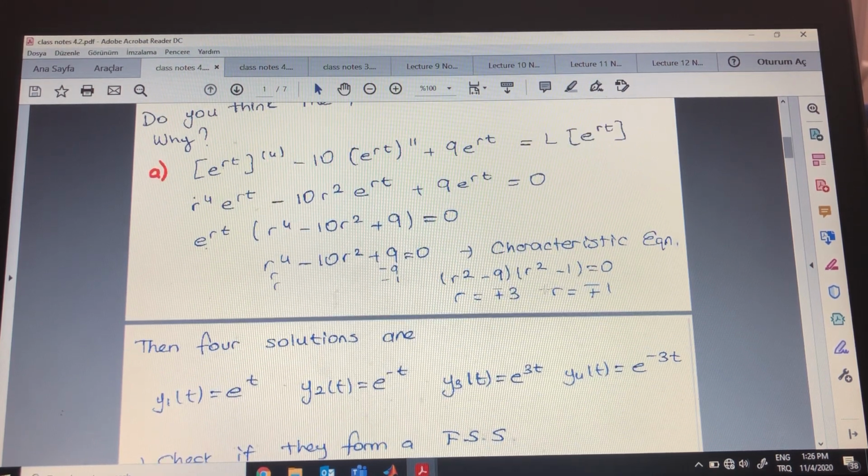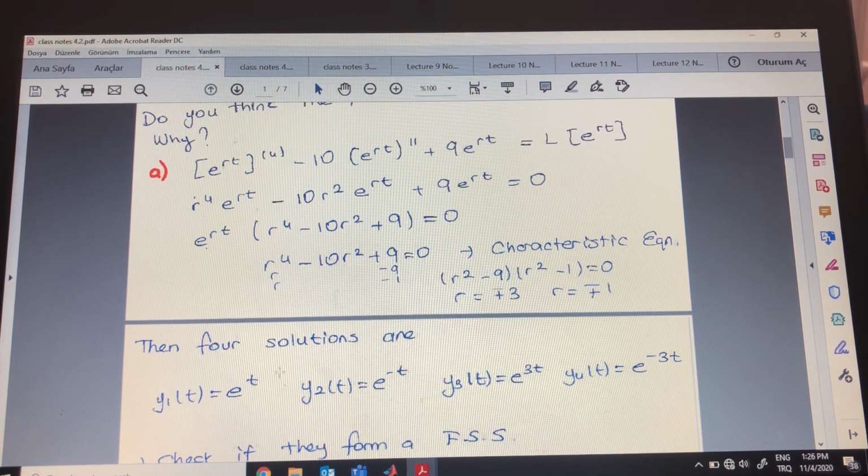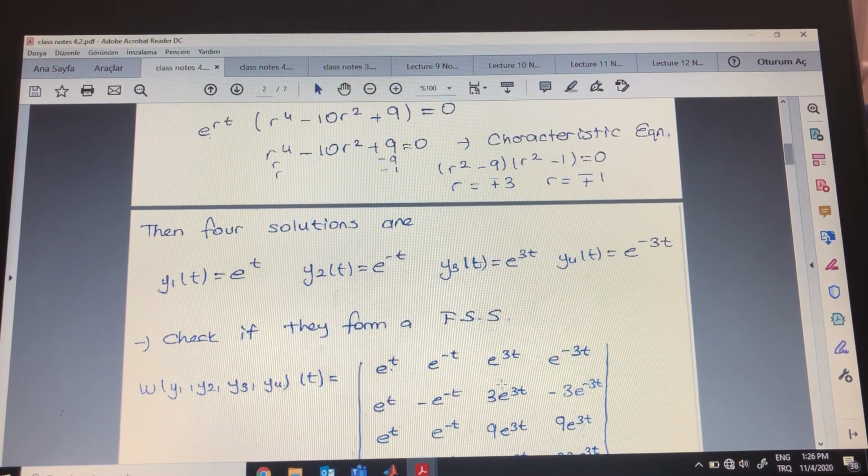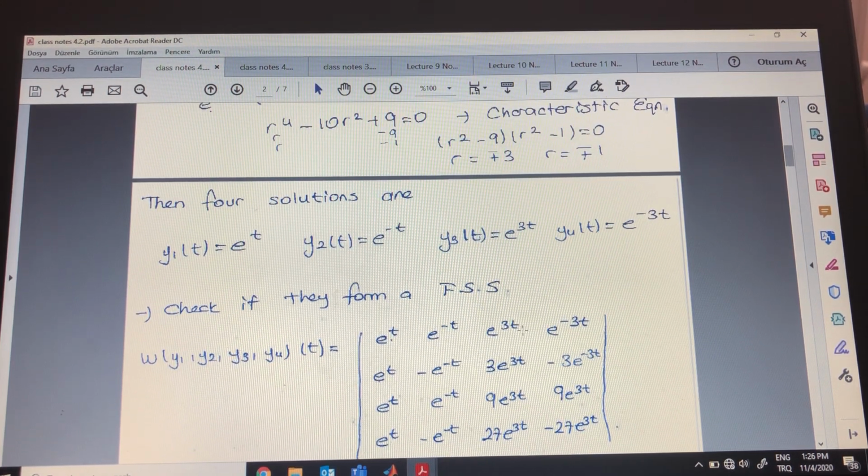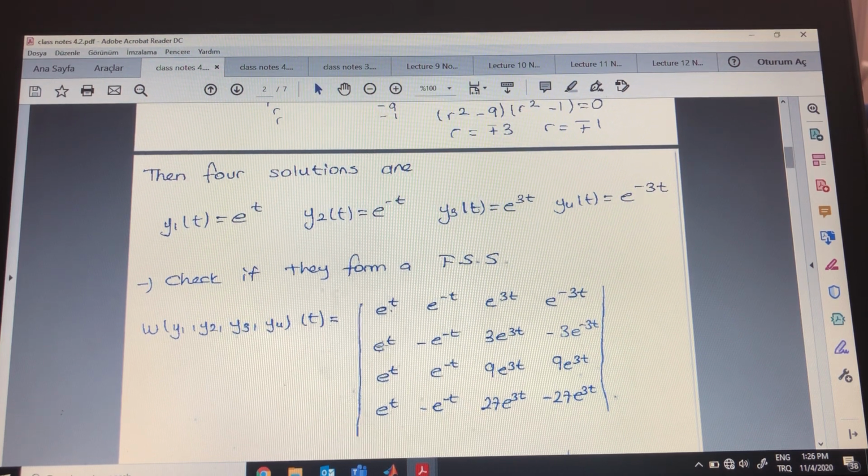If you have all distinct roots, the solution is so straightforward. Just plug in the roots as the powers of the exponential: e to the t, e to the negative t, e to the 3t, e to the negative 3t. To be able to say that they form a fundamental set of solutions, we need to check the Wronskian of these four solutions. And you know how we were doing it. We were writing the solutions here, and for a second order one we need to take the first derivative. For a fourth order one you need to take derivatives until the third, so you need to take derivatives 3 times.